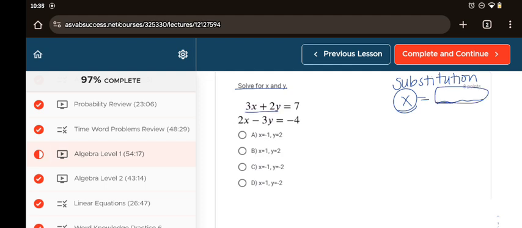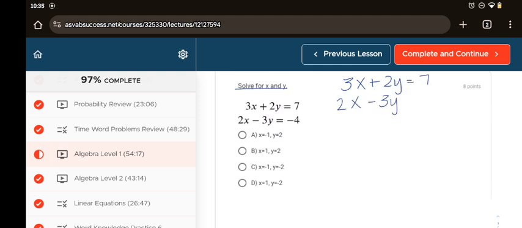With elimination, we do that when it has this format. Here, both x and y are on the same side of the equal sign. So when that happens, we use the process of elimination. Elimination means I want them to look the same in some way so that I can eliminate something. Here, the 2 and the negative 3, if they had the same number, they could cancel each other out because they're opposite signs.